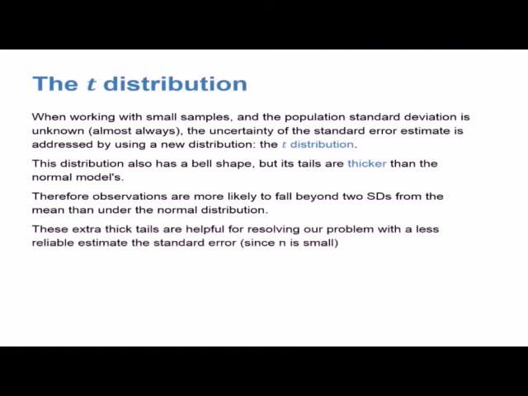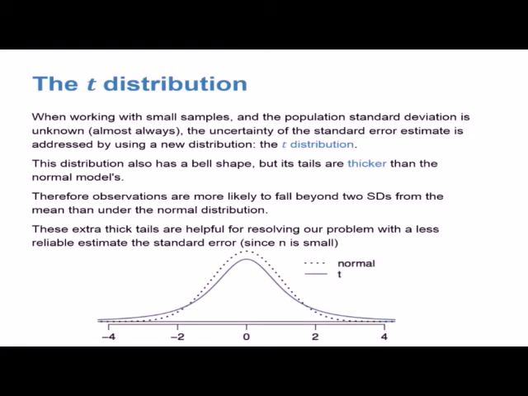These extra thick tails are helpful for resolving our problem with the less reliable estimate of the standard error, since our sample size is small. Here you see a picture of a normal distribution as the dotted line and the t-distribution as the solid blue line. Notice the thicker tails, and notice the peakedness of the normal distribution compared to our t-distribution.